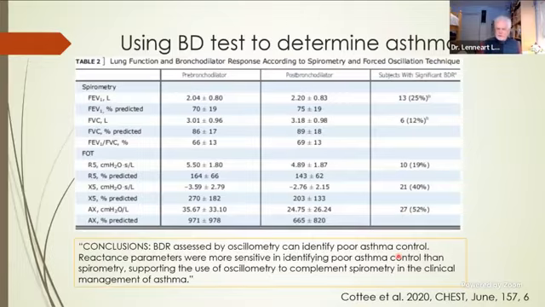So this is a paper from Australia again. Alice Cottee is the first author, and they go along similar lines using bronchodilators in order to understand how asthma is working. I think it's a very interesting paper because they show that using spirometry, you can pick up some subjects with a significant bronchodilator response. But if you use oscillometry, you can actually pick up many, many more.